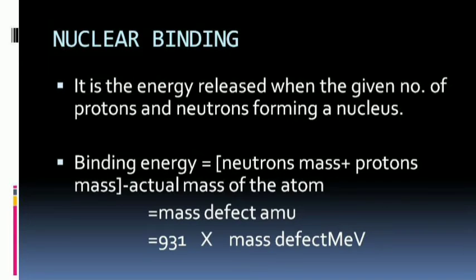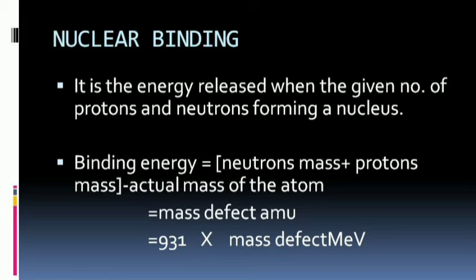The next stability factor is nuclear binding. It is the energy released when a given number of protons and neutrons form a particular nucleus. The binding energy, the energy to bind a nucleus, equals neutron mass plus proton mass minus actual mass of the atom. It is also known as mass defect, and equals 931 times the mass defect in mega electron volts.